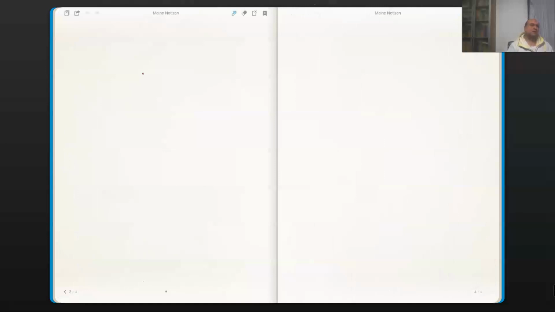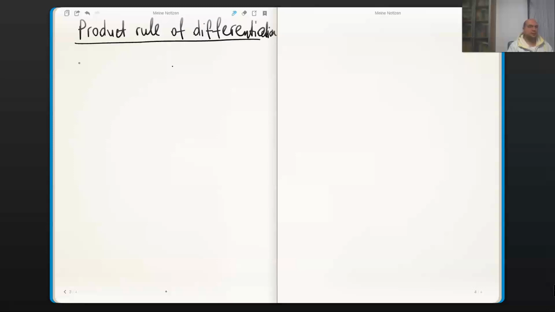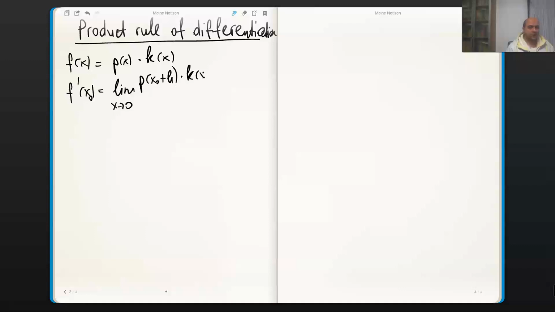Now let's move on and try to understand what the product rule of differentiation is. Well, the idea is, imagine you have f of x equal to, let's call it p of x times, I don't know, k of x or something, and we would like to produce its derivative. So it is f prime at x0 equals the limit as h goes towards 0 of p of x0 plus h times k of x0 plus h minus p of x0 times k of x0, divided over h. Alright, so that's the story.